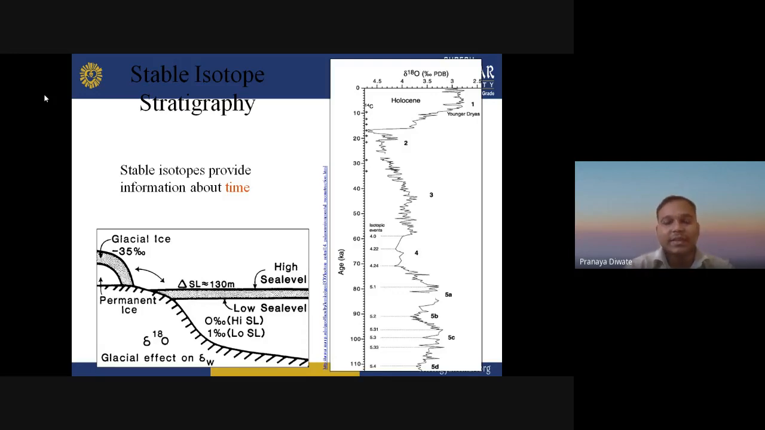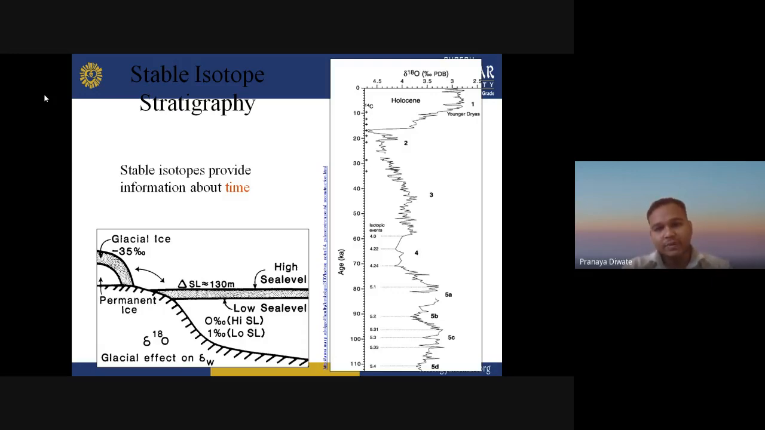Now the Younger Dryas is nothing but a colder period cycle. So you can have a 4.5 value of delta 18O, which is now shifted to 3. This is how you can have a shifting of this element. So 4.5 is the delta 18O value, which shifted to 3 during the Holocene. So that much shifting takes place.